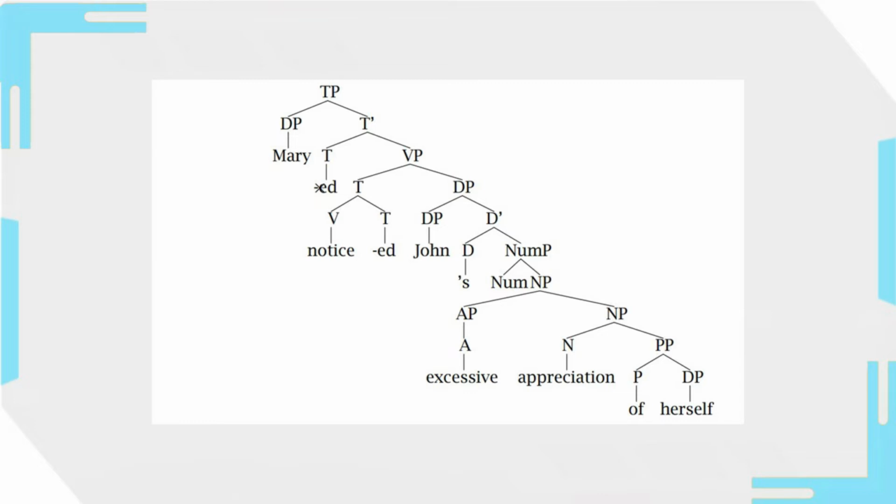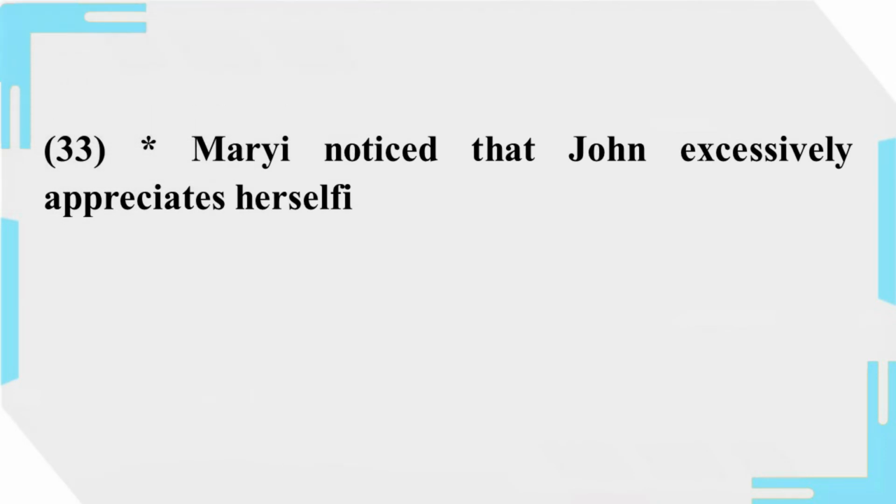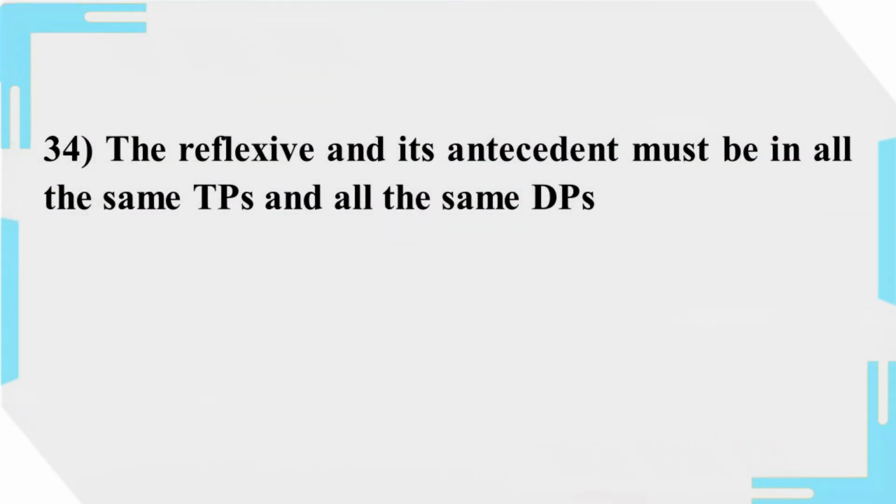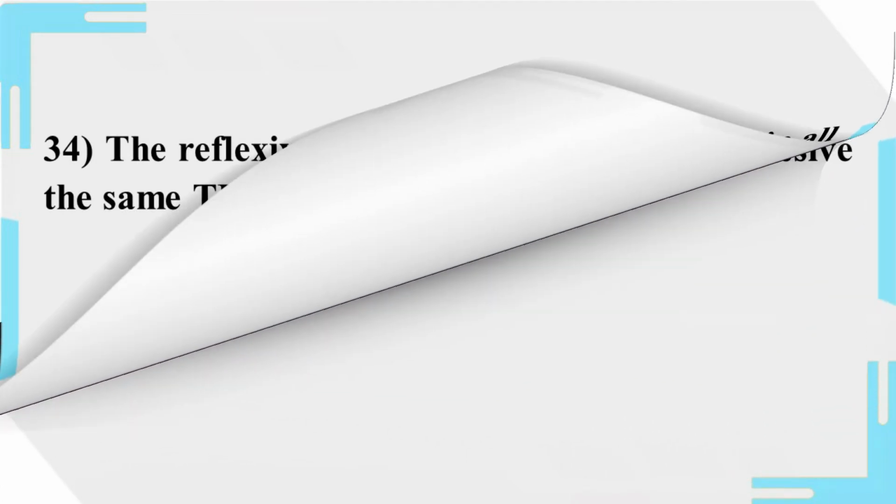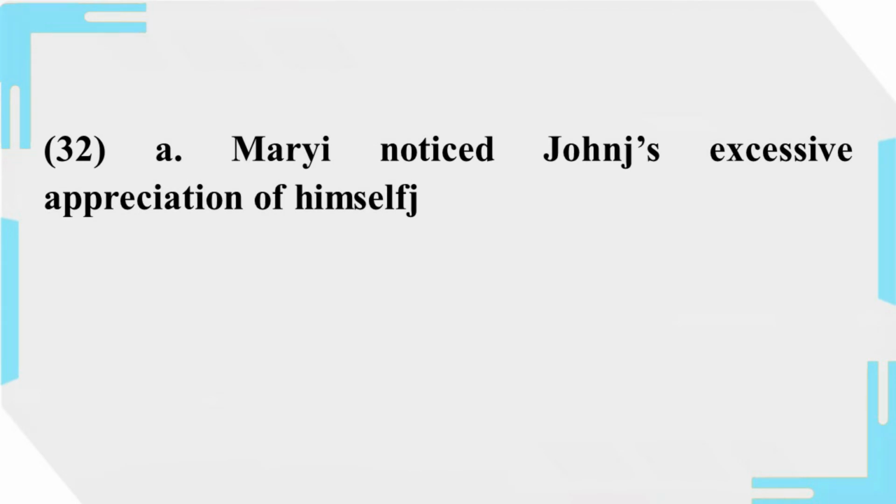But now it's tempting to treat this case in exactly the way that we handle the following. Mary noticed that John excessively appreciates herself. This sentence is already ruled out because the reflexive herself and the subject Mary are not in all the same TPs. But now we see that the TP John excessively appreciates herself is similar to the DP John's excessive appreciation of herself. We can capture this similarity with the following modification. The reflexive and its antecedent must be in all the same TPs and all the same DPs, like in sentence 32, Mary noticed John's excessive appreciation of himself.